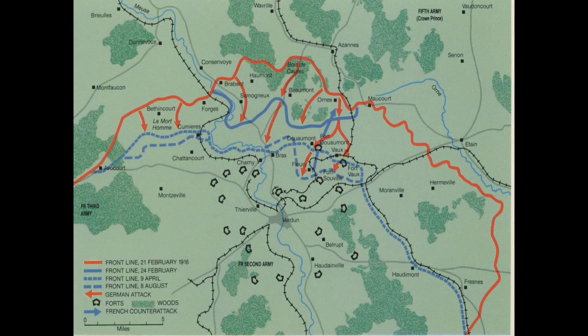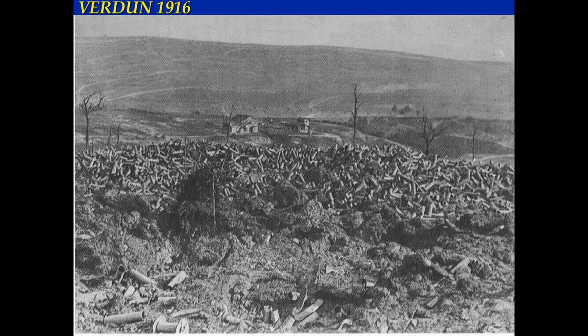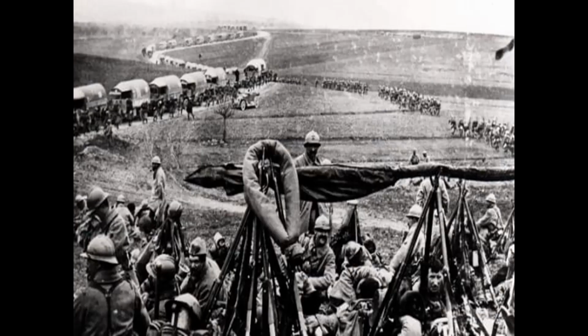The big attempt at the breakthrough was at Fort Douaumont in that central area. If they could get completely through there, they could then go right on to Verdun and split the French army, the defending army, in half. Here's a picture showing piles of empty shell casings. And of course the French are bringing in every reserve they can find.